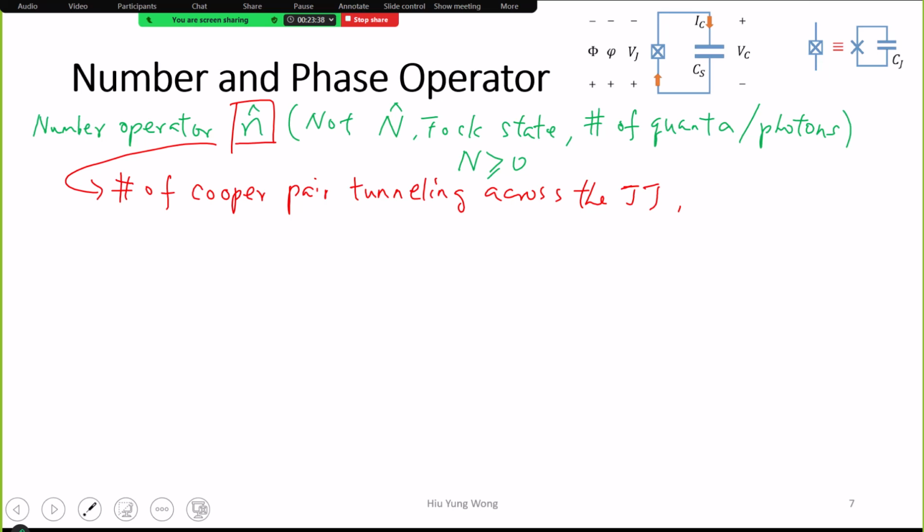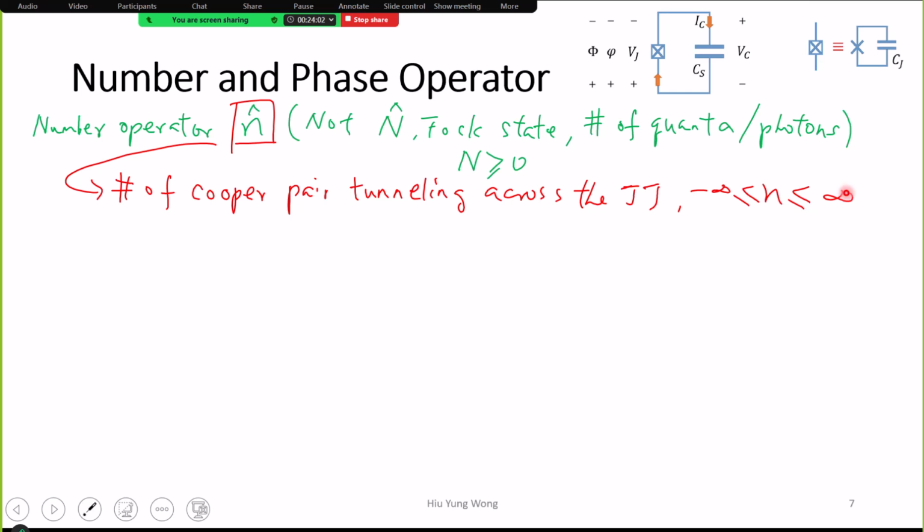Just the direction. But you're also right. So you can have negative n. It means that you actually have less excess Cooper pair in the island, or tunneling in the opposite direction, right? So this is very important. Don't mess up. So n can be between negative infinity and infinity, right?